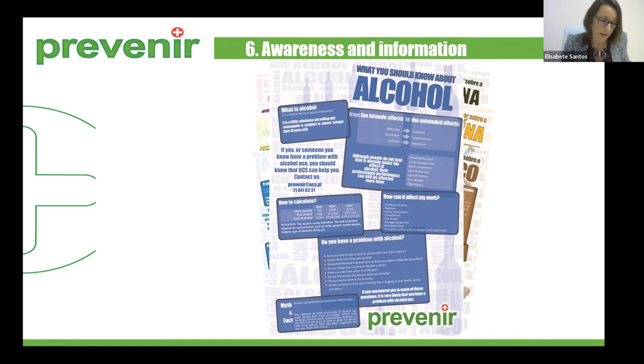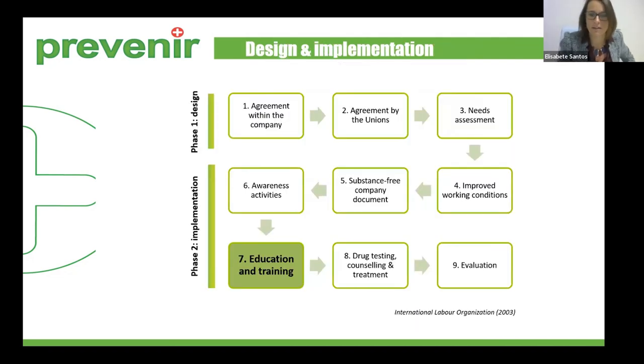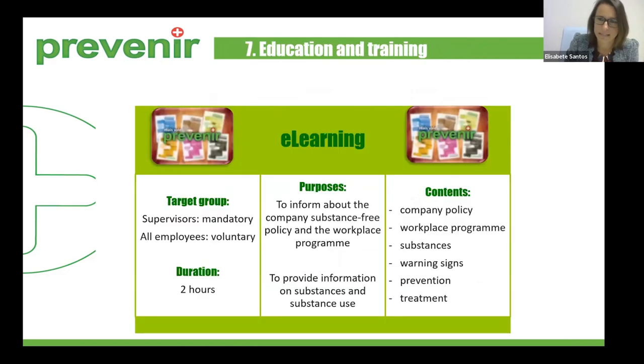So when we finished awareness information, we started with drug education and training, and we have developed two activities. The first one was an e-learning activity that was considered mandatory to all supervisors and voluntary to all other employees. The purpose was to inform about the company's substance-free policy and the workplace program, as well as to provide information on substances and substance use.